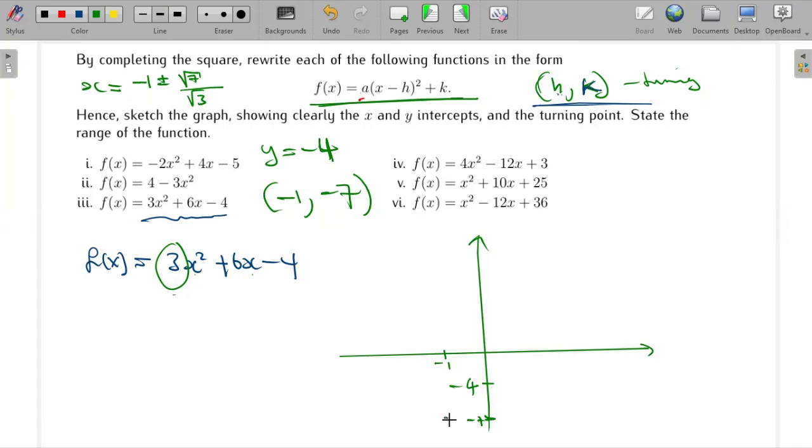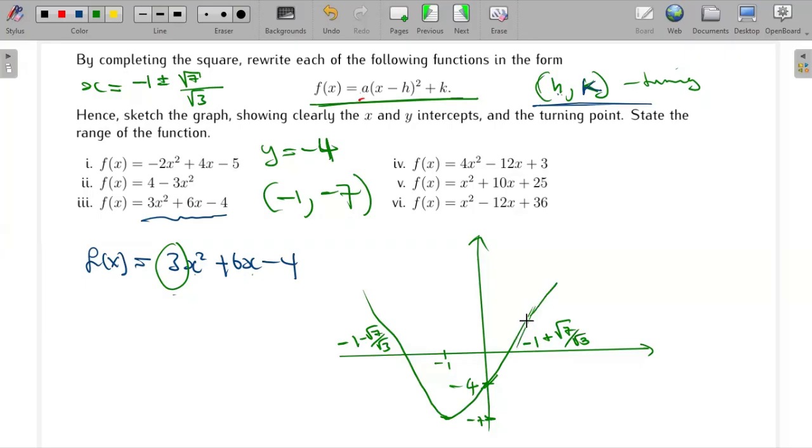So this point, negative 1, comma negative 7, is your turning point. Okay, so it means that you are having your graph here. It will turn from this point to pass through there, and it's going to go like that. And then this other side also like that. So you can see that this part is going to be negative 1 plus square root of 7 over square root of 3. And the other one is negative 1 minus root of 7 over root of 3.